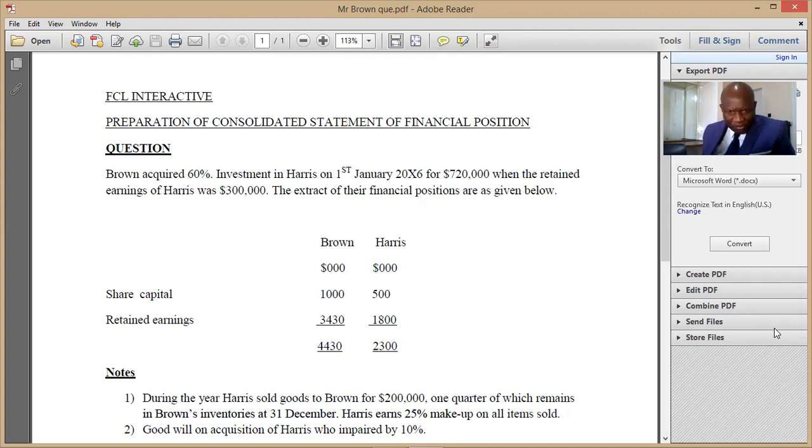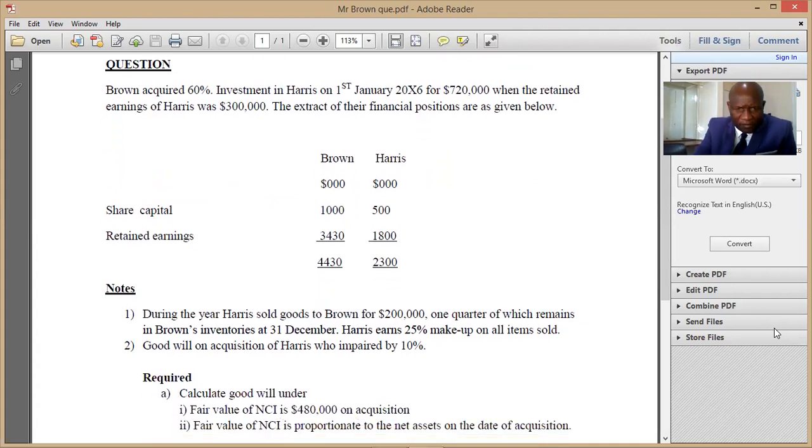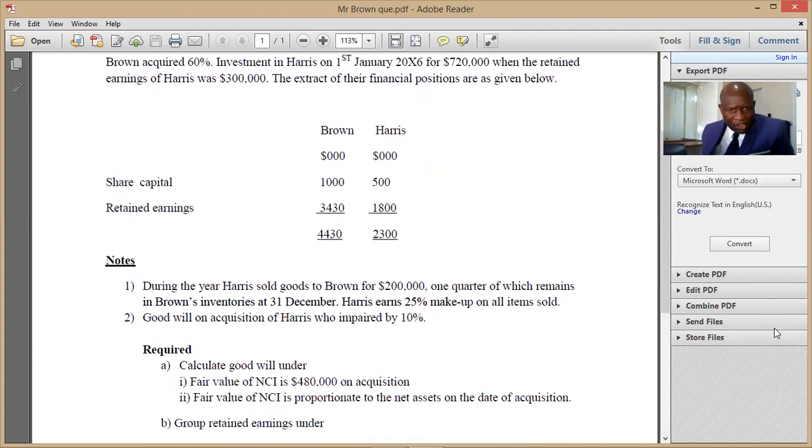So share capital, we are given. Retained earnings, we are given. Notes. During the year, Harris sold goods to Brown for $200,000, 1/4 of which remains in Brown's inventory at 31st December. Harris earns 25% markup on all items sold. I want to explain there.